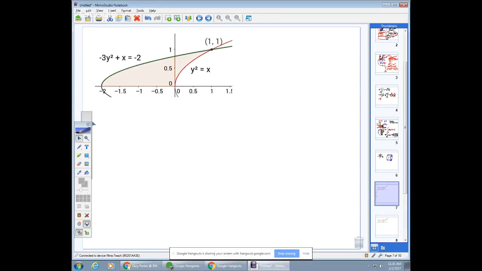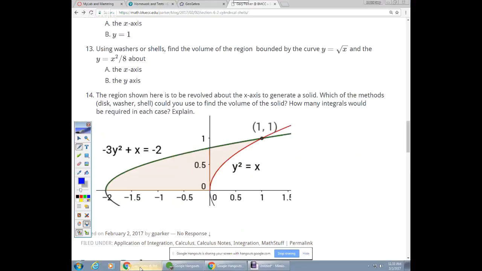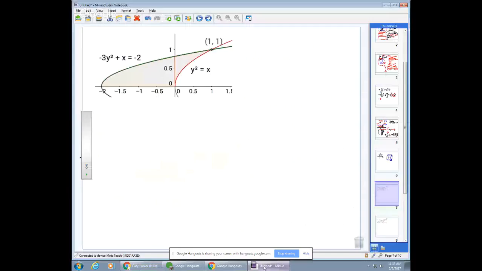Okay, so since we are new to shells, let's start off with the shell method on this and see what that's going to look like. All right, so I believe it said x-axis. Let me remember. Okay, yeah. All right, so a couple things I do right away. First thing I do is I put that little curly arrow around the axis I'm rotating.